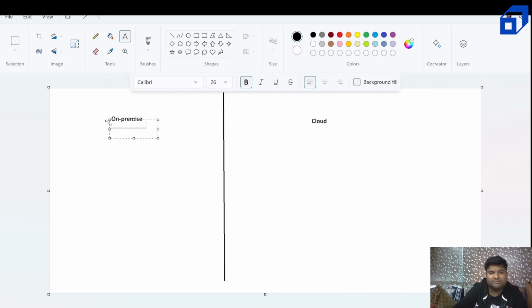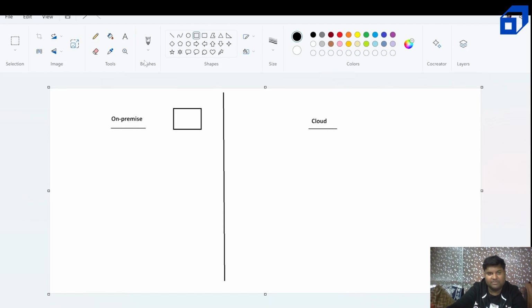On-premise, and this is cloud. Draw this diagram so that you will remember it every time you sit for the interview. Okay, a similar diagram over here.